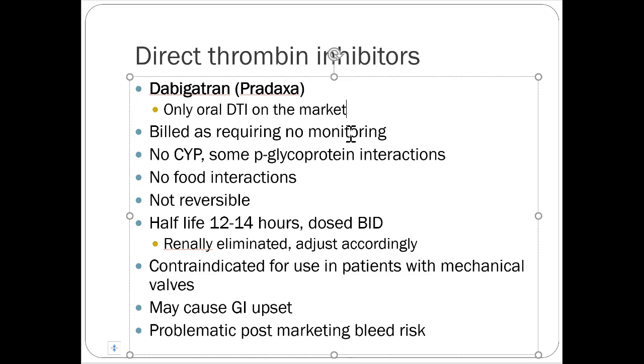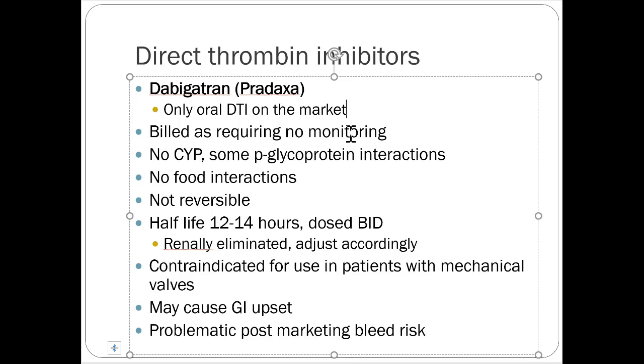Half-life's 12 to 14 hours. You dose it twice a day. It's renally eliminated, and if your renal function's predictable, you should be able to rely on that. So the kinetics are very consistent. It's directly acting on the end thrombin, which is your common pathway product, as opposed to warfarin's super weird indirect mechanism. And so you can rely on this effectively. It is contraindicated for mechanical valves, so we don't use it in those patients. GI upset's probably the biggest side effect with this one that causes tolerance problems.